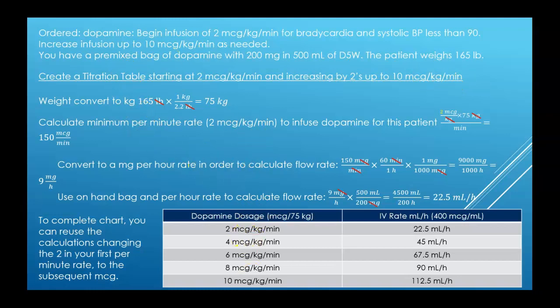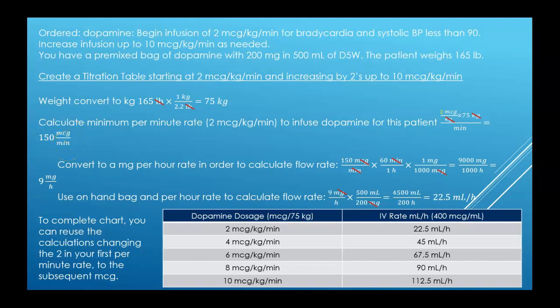So here I've already filled in the table, and the next few slides have the different calculations. First we calculate the weight. So now we calculate the minimum, 2 microgram per kilogram per minute. So 2 microgram per kilogram per minute times our number of kilograms gives us the number of micrograms per minute.